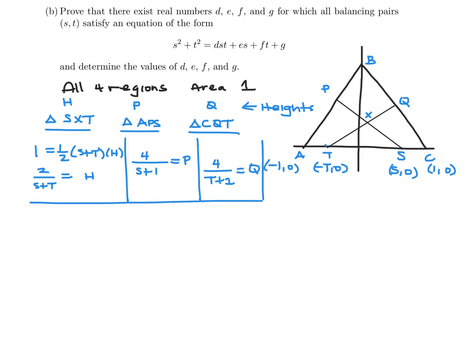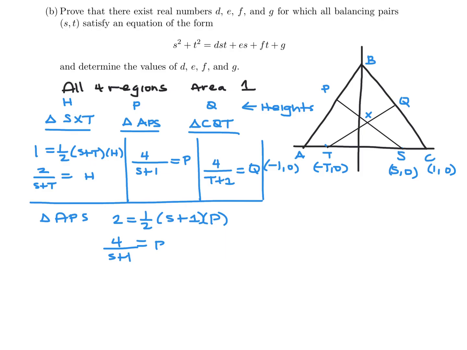Okay, so now let's just continue with one of these. Let's work with triangle APS. In triangle APS, we figured out that the area is 2, and that's 1/2 base times height, which is S plus 1 over, well, we called it P for the height. That's how we got that P was equal to 4 over S plus 1.